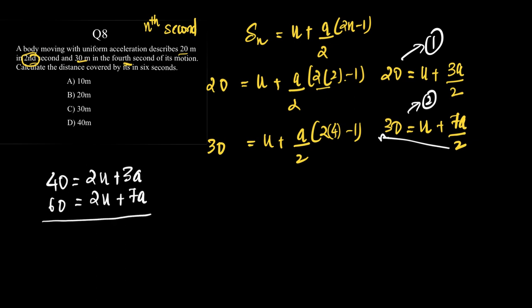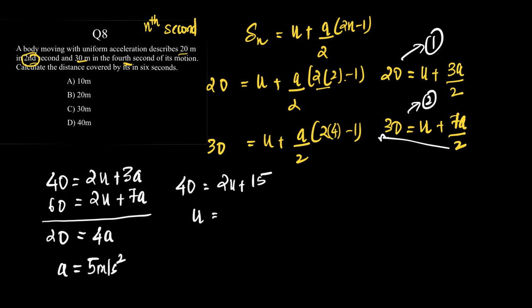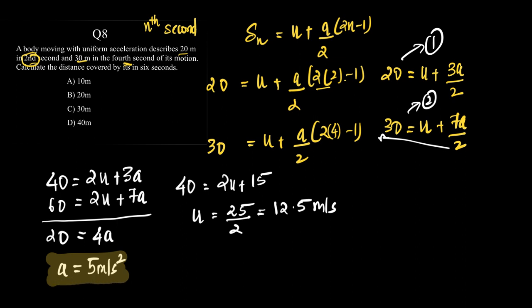Now if you subtract these two equations, or subtract 1 from 2, we get 20 is equal to 4a, which means a is equal to 5 meter per second square. Now with a equal to 5, 40 will be equal to 2u plus 5 into 3 is 15, which means u will be equal to 40 minus 15, that is 25 by 2, which is 12.5 meter per second. So we got two values now: a is equal to 5 meter per second square, and u is equal to 12.5 meter per second.